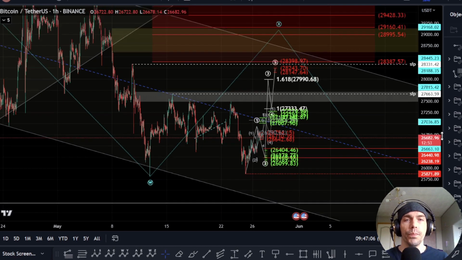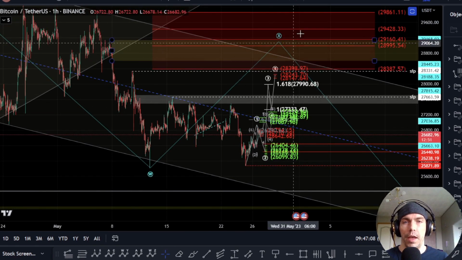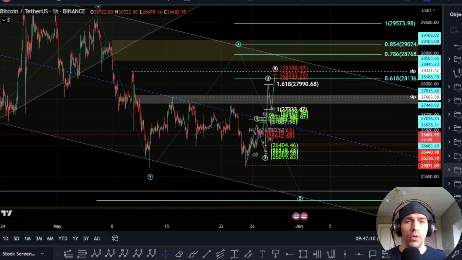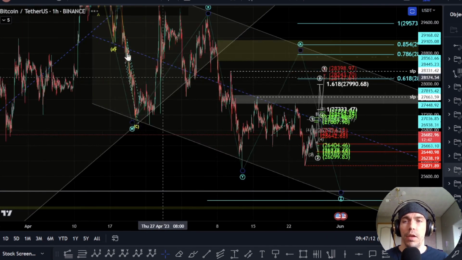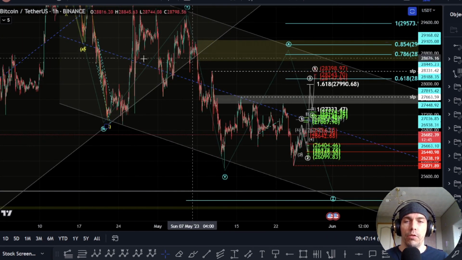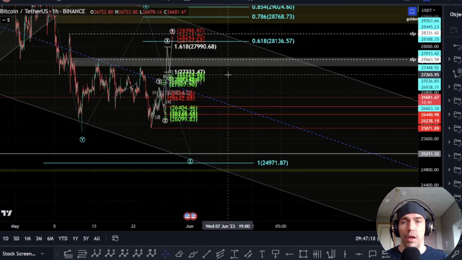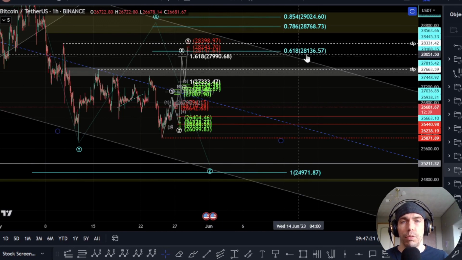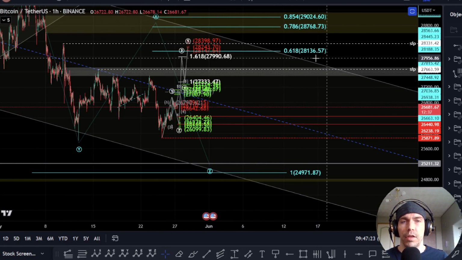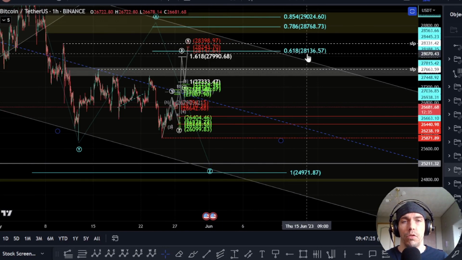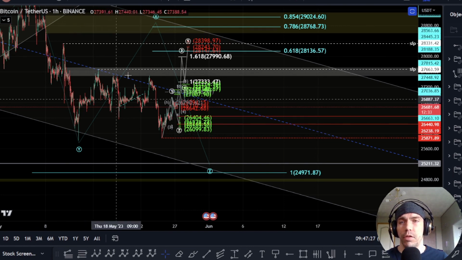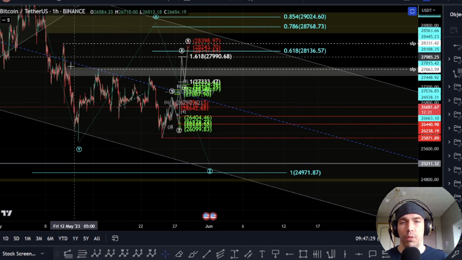Now, if we did reject here, this would tie into the idea of actually having the bigger corrective structure as either this as a W and X, and then we're looking for a Y, or alternatively where we're looking at this as a 333, where we're treating this as W, X, Y, X, and then we're still looking for a Z. So the 0.618 of this previous X wave is sitting here towards this zone of this 28136. So this is why I'm looking for that possibility of a corrective structure.